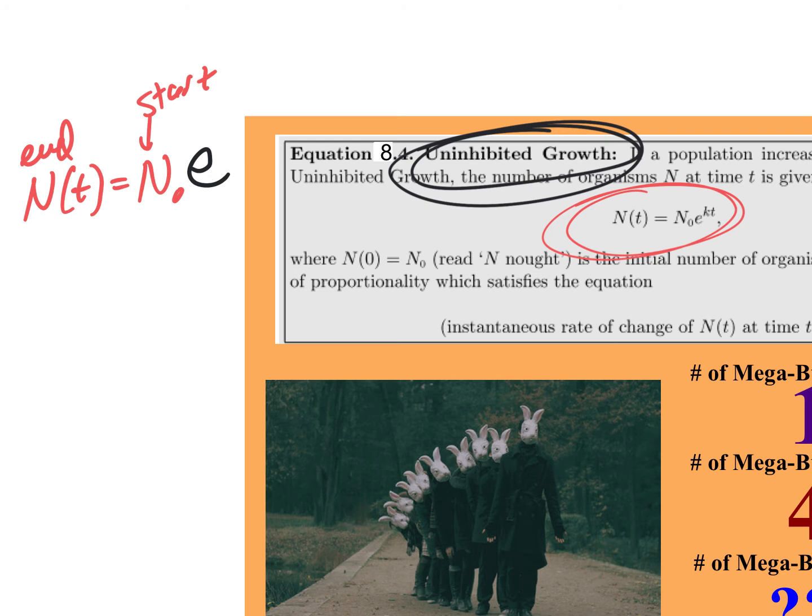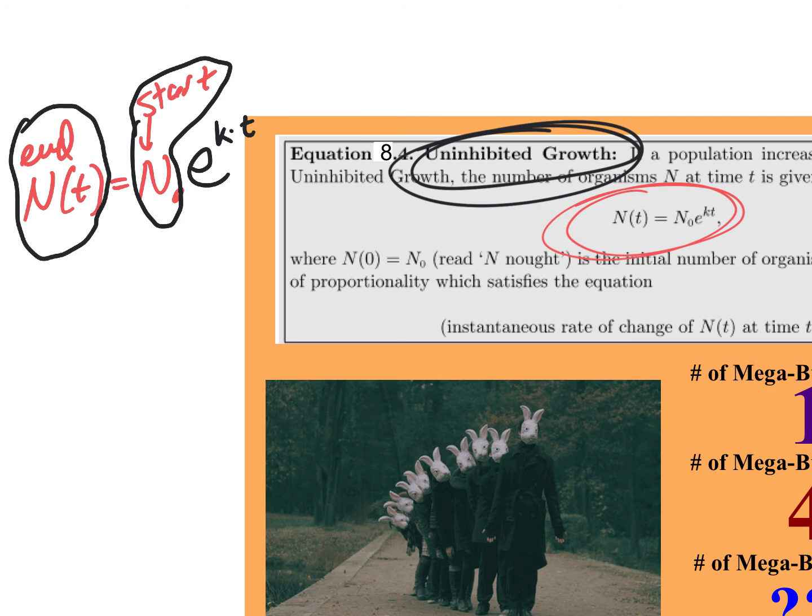Okay, and then you put it to the power of k times t. k is tough to describe. It's the only one that's tough to describe. All these are easy. This is how many you have at the start. This is how many you'll have at the end. Remember, N of t is just like f of x. It's just a variable. And then this is time.